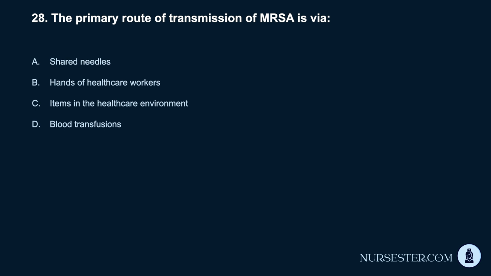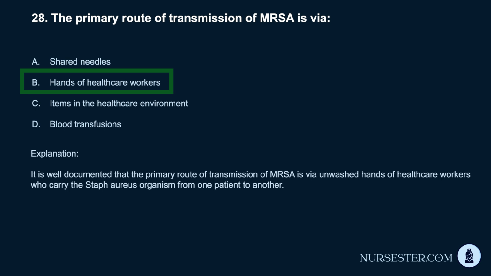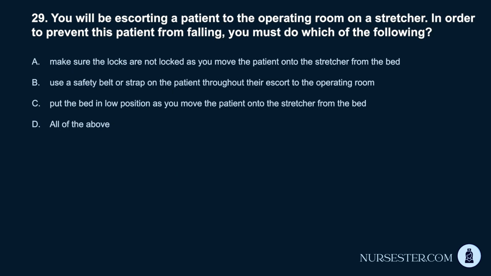28. The primary route of transmission of Staph aureus is via A. Shared needles. B. Hands of healthcare workers. C. Items in the healthcare environment. D. Blood transfusions. Correct answer: B. Hands of healthcare workers. It is well documented that the primary route of transmission is via unwashed hands of healthcare workers who carry the Staph aureus organism from one patient to another.